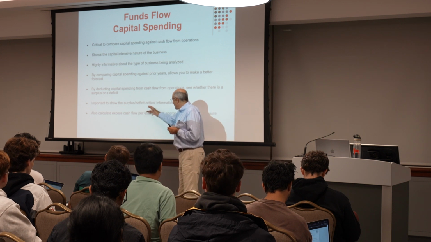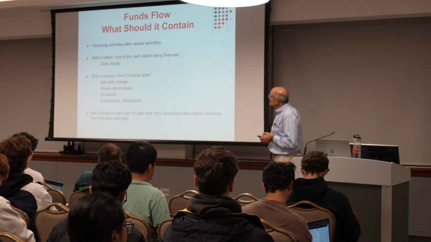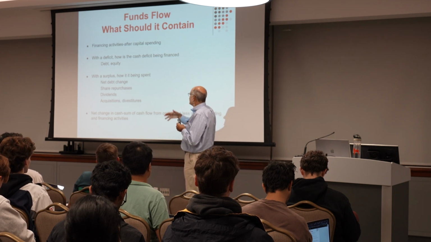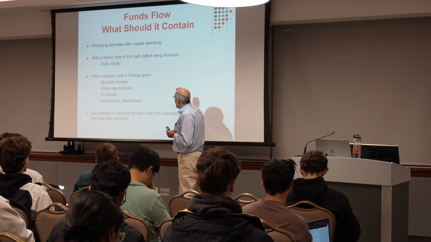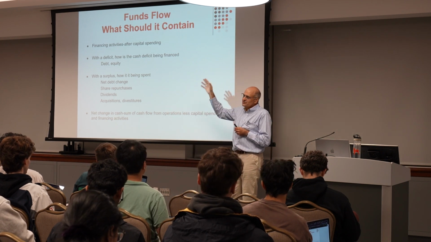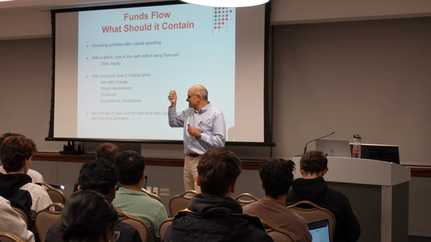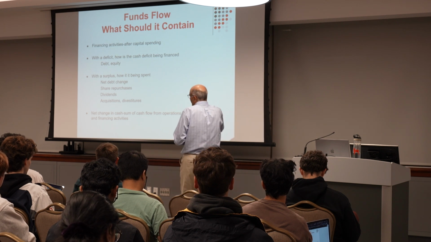So this is, if you want to call it, financing activities, unlabeled after capital spending. If there is a deficit, how is this cash deficit being financed? So if capital spending is greater than cash flow from operations, how is this deficit being financed? Is it debt or is it equity, right? If there is a surplus, meaning CapEx is less than cash flow from operations, how are they spending it?